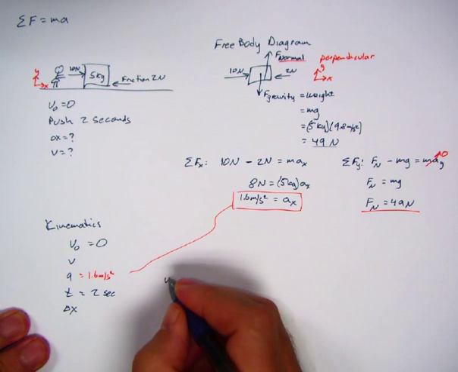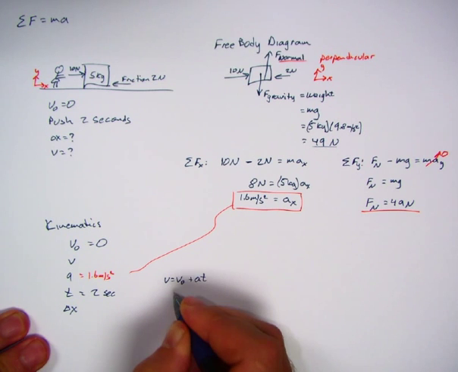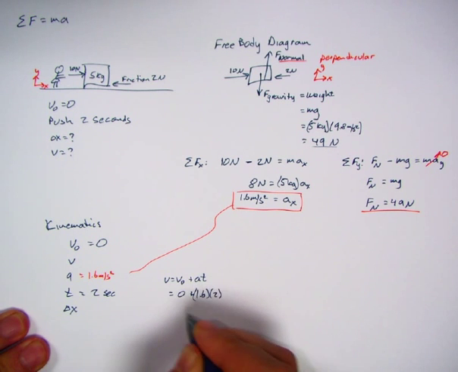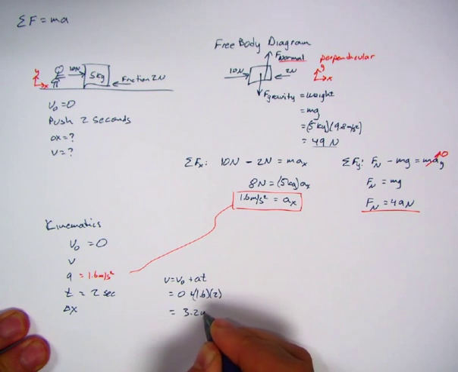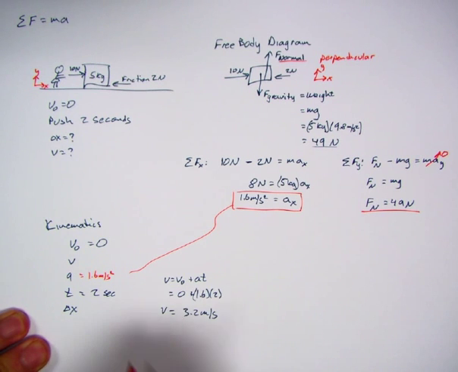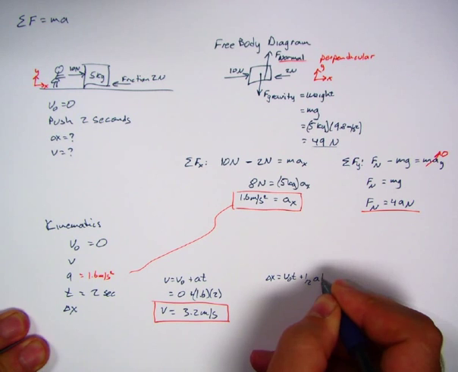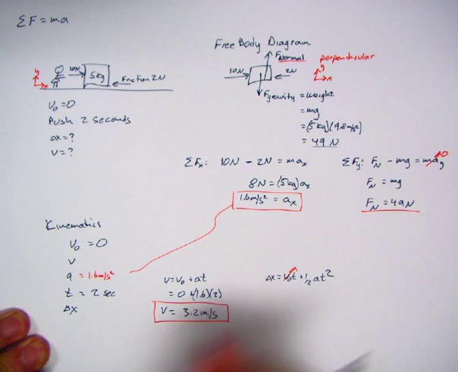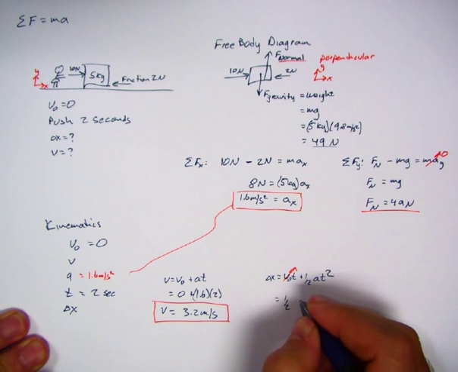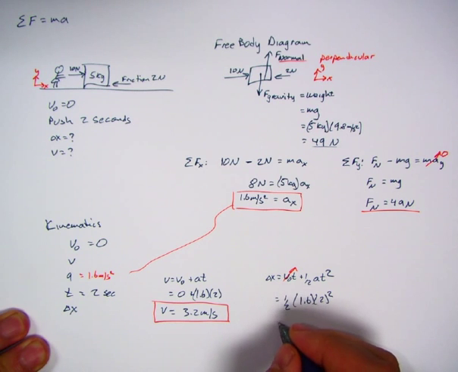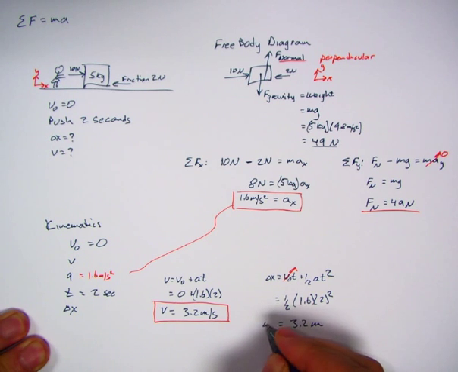If we say v equals v0 plus at, it's going to equal 0 plus 1.6 times 2, so the velocity is going to be 3.2 meters per second. That's a good final velocity for us. And we could say delta x is equal to v0 t plus 1/2 at squared. Initial velocity is 0, so it's going to equal 1/2 times 1.6 times 2 squared. So we're also going to end up with 3.2 meters. What a coincidence.